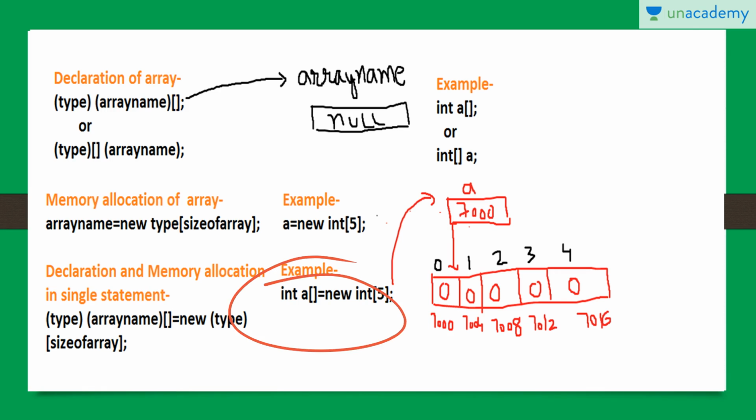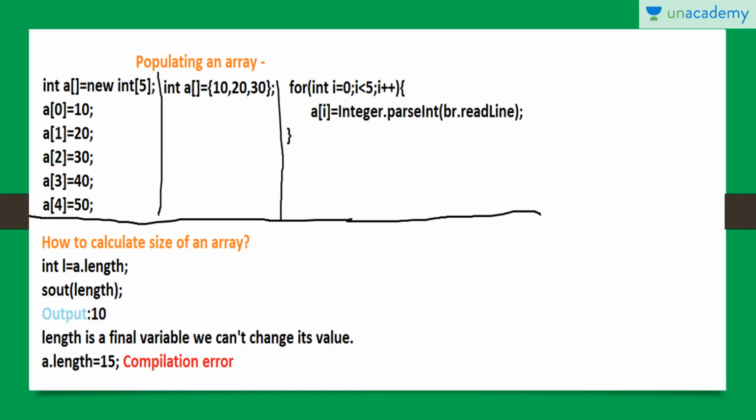Now let us see how to populate an array. To populate an array means we have to give values to our memory locations. Indexing of an array starts from 0. So a of 0 means the first element, a of 1 means the second element, and so on.